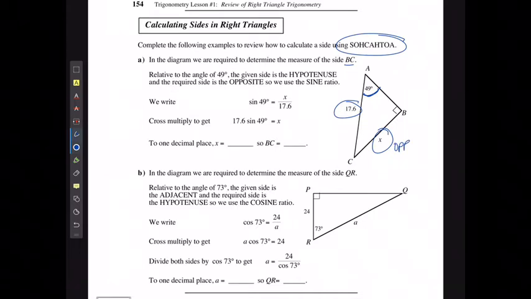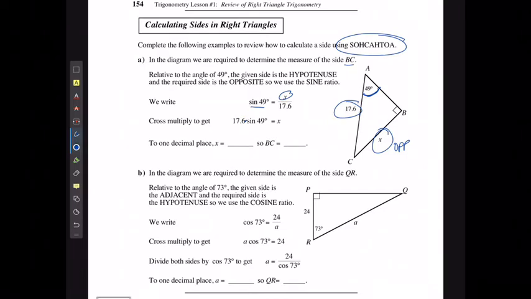Well, the only one that includes opposite and hypotenuse is sine, so I can say sine of 49 degrees is equal to x over 17.6, or the opposite over the hypotenuse. And then I'm going to multiply both sides by 17.6 to get x by itself. 17.6 times sine of 49 is equal to x.